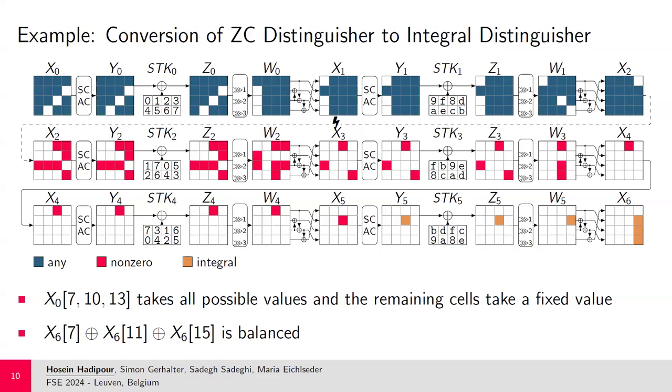As you can see, this is a zero correlation distinguisher. If you want to convert it to an integral distinguisher, we activate all of the white cells at the input, and we choose a fixed value for the blue cells, just the converse of this activeness pattern, right? Then the XOR of active linear cells at the output will have a zero sum property. So this way we can convert zero correlation to integral distinguisher, right? And now we have one technique to discover three distinguishers, right?